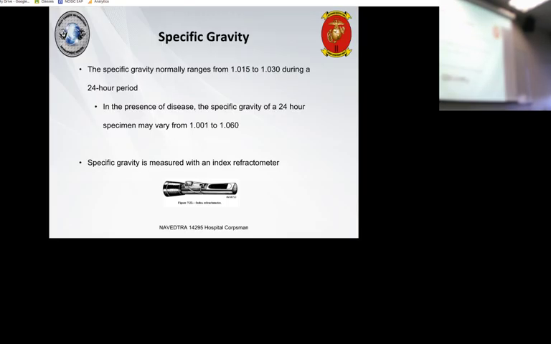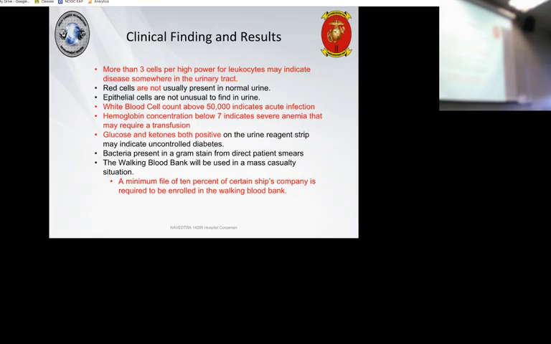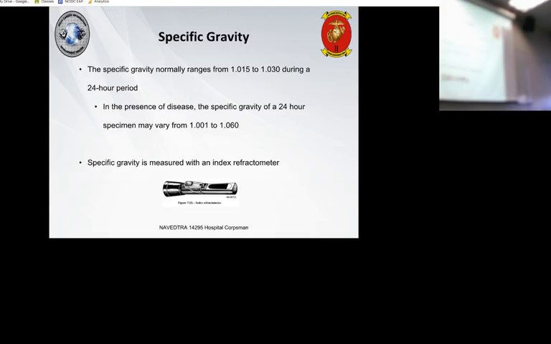Specific gravity, just know the 1.001 to 1.060, and typically the normal is 1.015 to 1.030. I think I've seen that in almost every single exam. Next. Oh, I'm sorry, go back one. What they may ask is, what do you use to check the specific gravity for urine? And it's going to be the refractometer. I've seen that on the exam multiple times as well. Next.